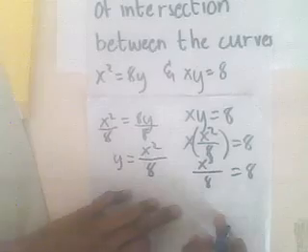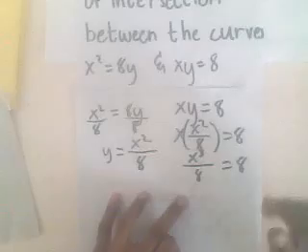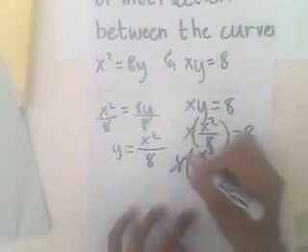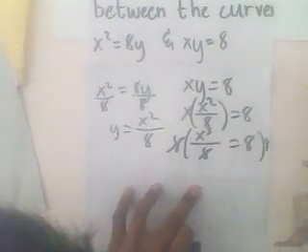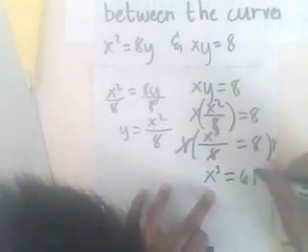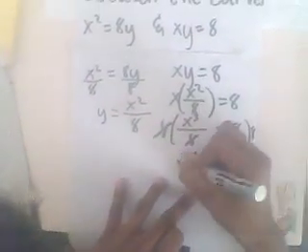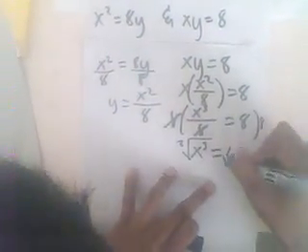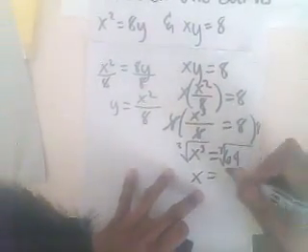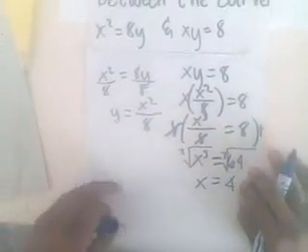Next, we must multiply both sides by 8 in order to cancel the denominator 8 and get the value of x. So x cubed is equal to 8 times 8, which is 64. Since there is a power, we take the cube root of it. The cube root of x cubed is x, and the cube root of 64 is 4. So we now get the value of our x, which is 4.